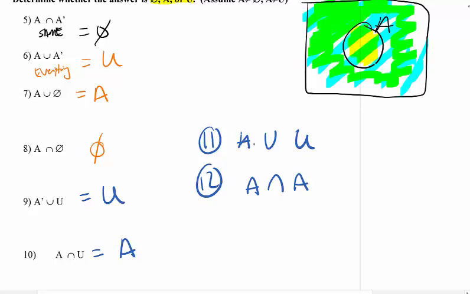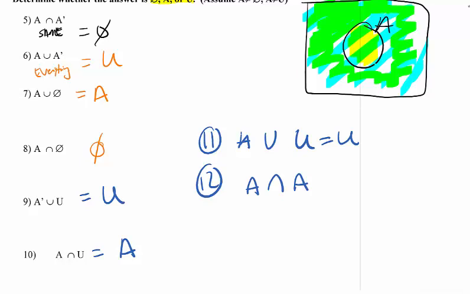So on number 11, the universal set with a union, if anything, is coloring everything in. So it's still, again, my universal set. So number 9 and number 11, it didn't matter if it was the complement or the A. Universal is everything already. So there's nothing extra.